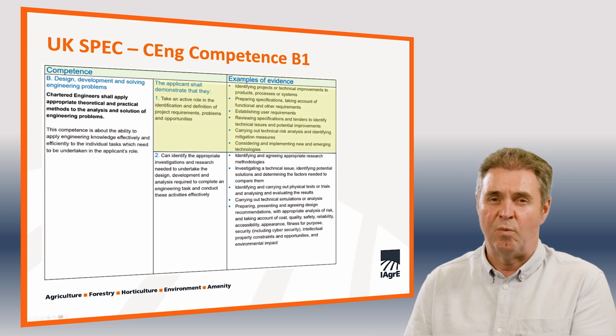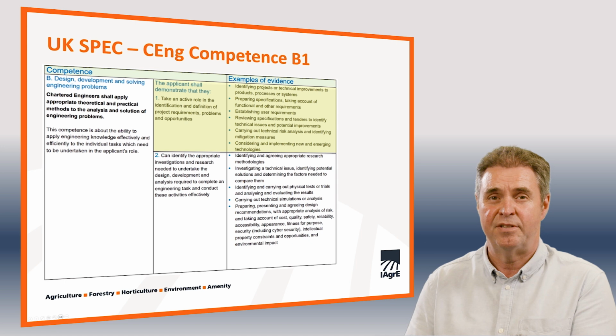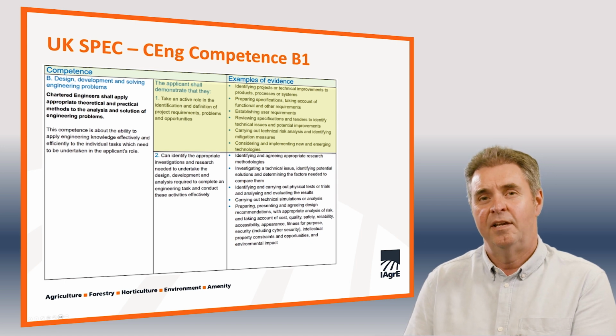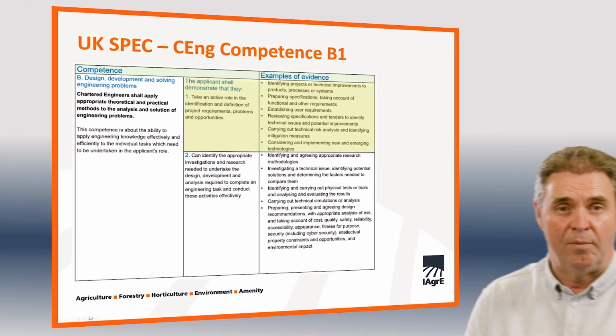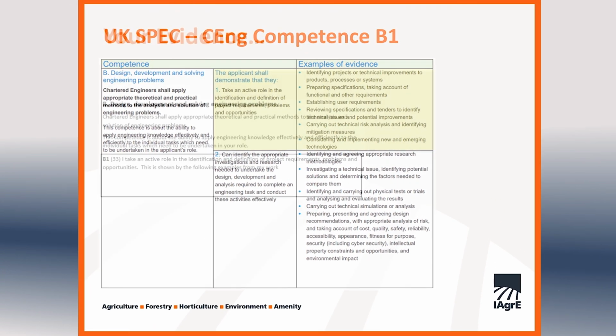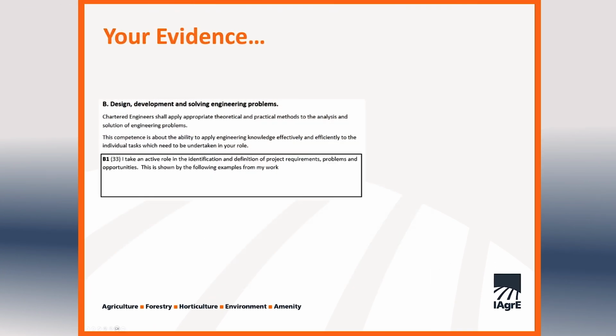So looking at attribute number 1, it asks you to demonstrate how you have taken an active role in the identification and definition of project requirements, problems and opportunities. Let's say you're a project engineer working for a heating and ventilation consultancy and you're involved in a new livestock housing research project. You've been asked to look at automatic ventilation systems. So how does a chartered engineer approach this?